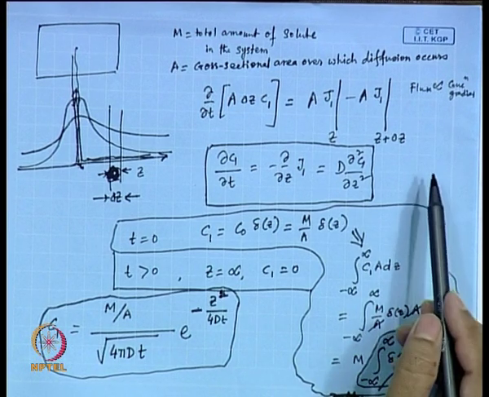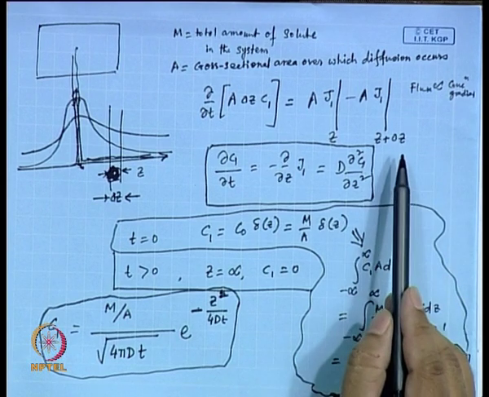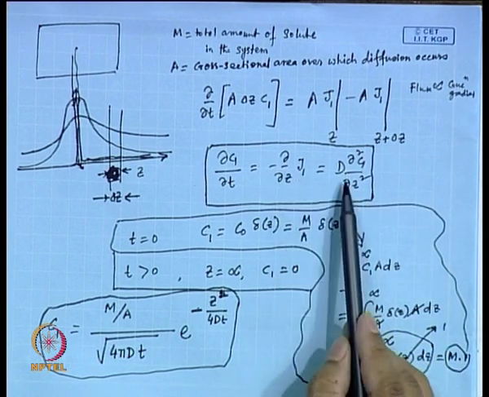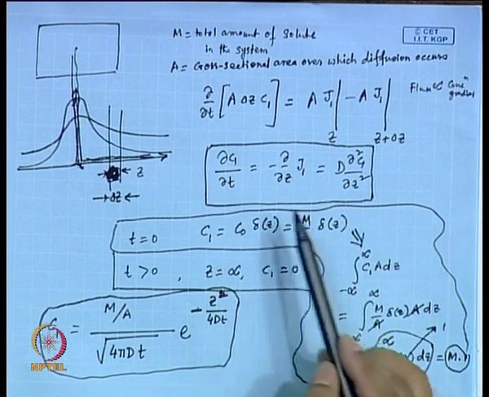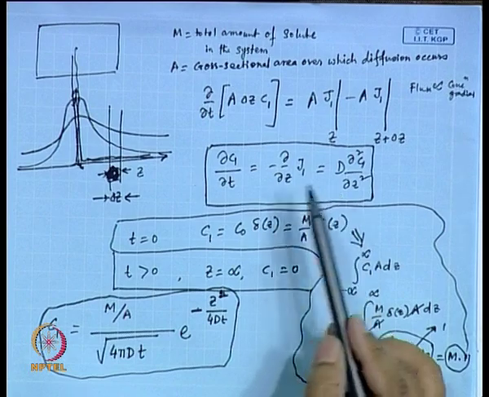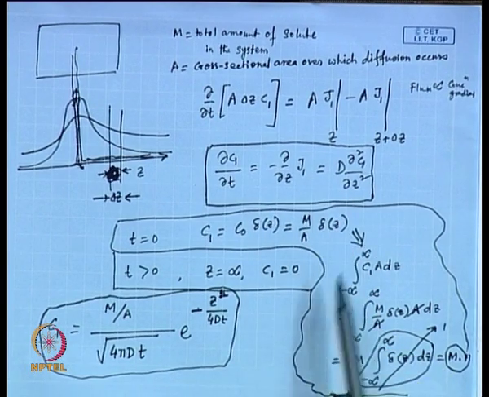So, you can now understand how I am writing this del by del z of J1 as D del square C1 by del z square. If you have any doubt, you can always meet me after the class.